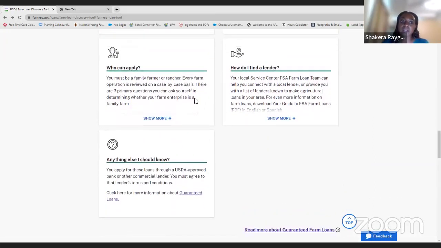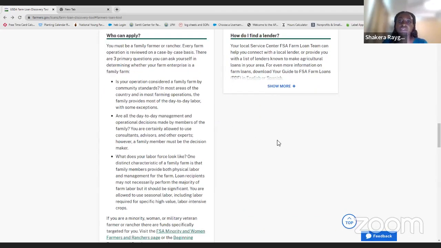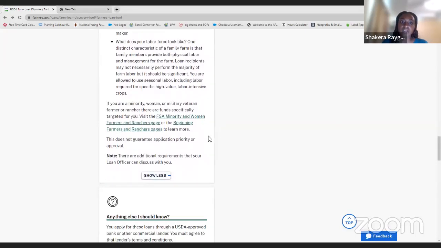Who can apply? Okay, so for guaranteed loans, you need to be classified as a family farm. That means that you are participating in the decision making, or you're contributing to the labor. And then next, they do have some programs specifically for beginning farmers, minority farmers, women farmers, so you can qualify for help with the guaranteed loans.